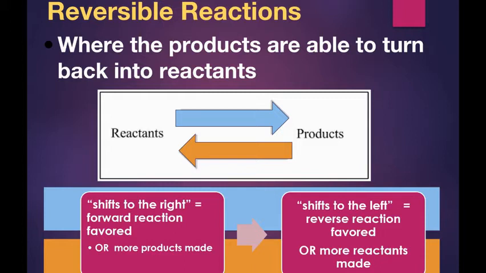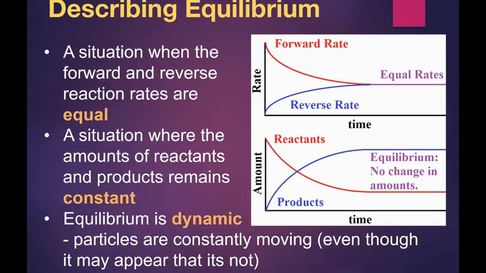When I say reversible reaction and I say shifts to the right, or our reaction shifts to the right, what that means is that our forward reaction is favored, where our reactants are producing products. When I say shift to the left, that means that the reverse reaction is favored. And what that means is that more reactants are made. So shifts to the right would be this blue line, shifts to the left would be that orange line. And again, remember, we're talking about a reversible reaction. So we have a forward reaction and a reverse reaction.